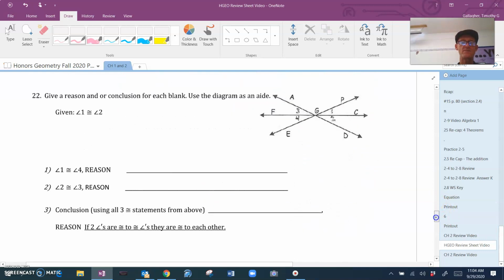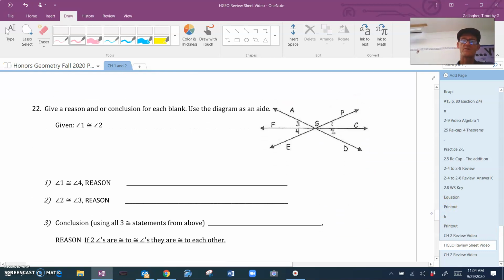All right, last question is given angle 1 is congruent to angle 2. The first question says angle 1 is congruent to angle 4. So angle 1 is congruent to angle 4. Now if you don't see it, okay, they're opposite V's because all vertical angles are congruent.